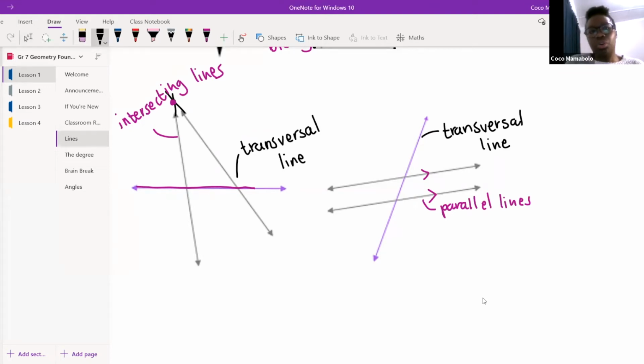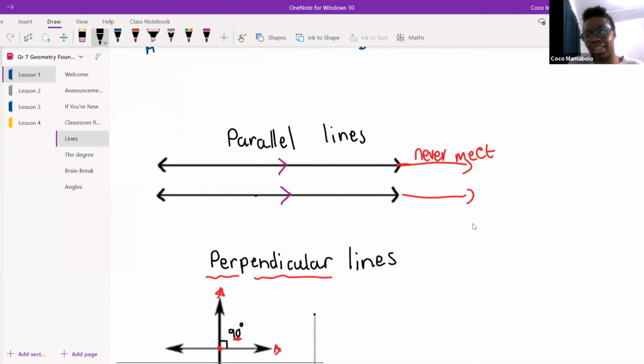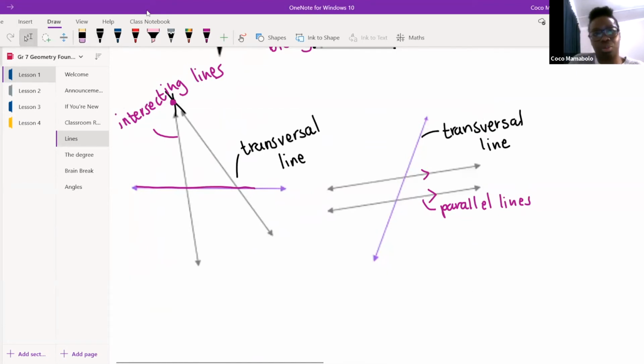I'm not sure what's the difference between the transversal line and the parallel. Okay, so remember we were talking about parallel lines and we said, what is the big thing about parallel lines? That they never meet and they don't cross each other. Exactly, they never meet. So now if we go down here and look over here, do you see how these two black lines are never going to meet each other, right? Yes. Okay, so those two are parallel lines because they'll never meet.